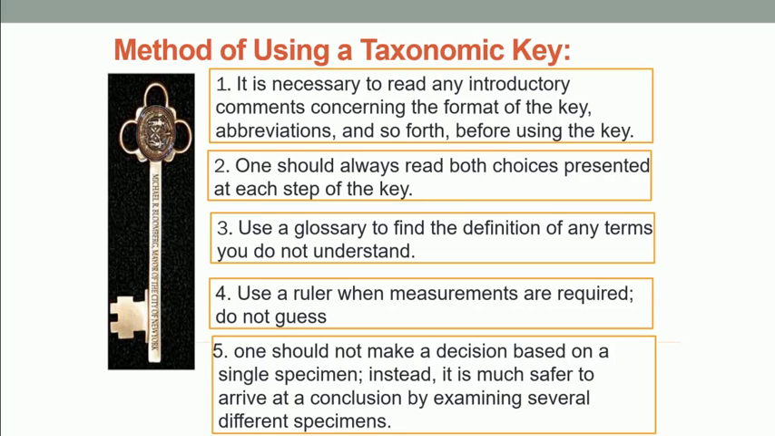Now let's see the method of using a taxonomic key. It becomes very important that you should be acquainted with that particular key and its use. Only then can you come to the conclusion by identifying that particular organism. The first important thing is you should read the introductory comment of that particular key and get acquainted with the key. You should know the abbreviations which are mentioned, and you should be aware of these abbreviations before using the key.